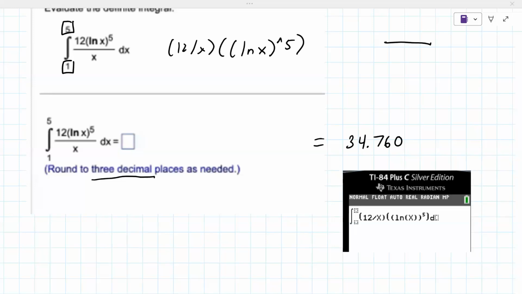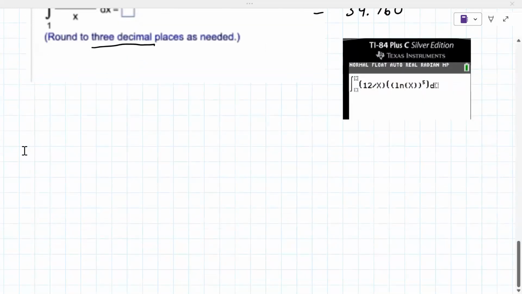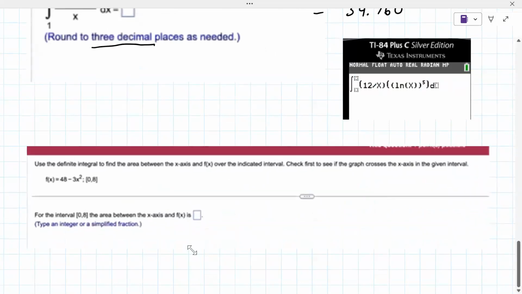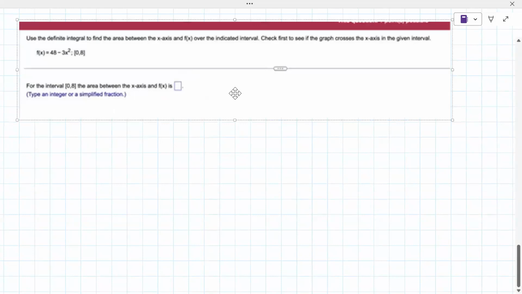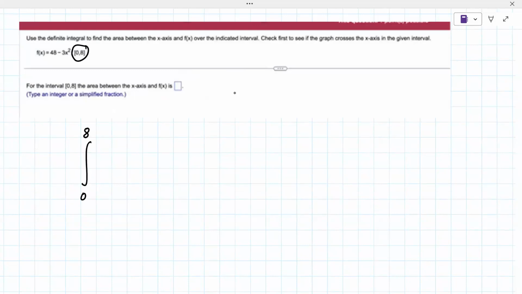All right, good. This will be some help on that final. All right. So use the definite integral to find the area between the x-axis over the indicated interval. When they give you this interval, that's what's called the A to B. Those are the limits of integration. You're integrating this function, exactly what I've written there. Now there's one little wrinkle here. Let me do one quick check before you enter that in the calculator.